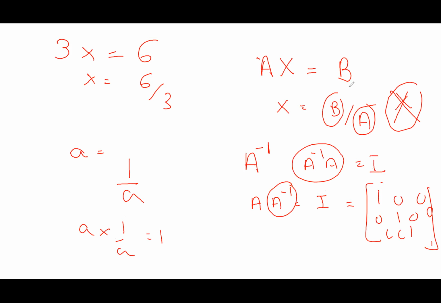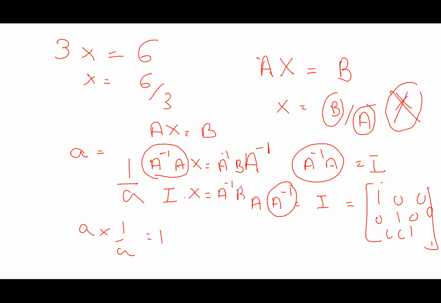So in case of matrices, when you have A x equals B, what we'll do is multiply both sides by A inverse, giving A inverse times B on the right. A inverse times A is the identity matrix, right? Identity matrix times any matrix is always the same matrix. So X equals A inverse times B. Is this thing clear?